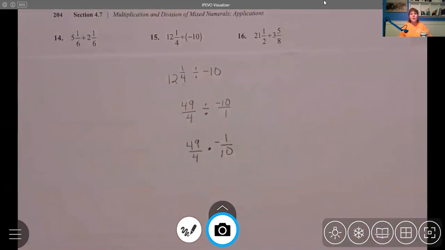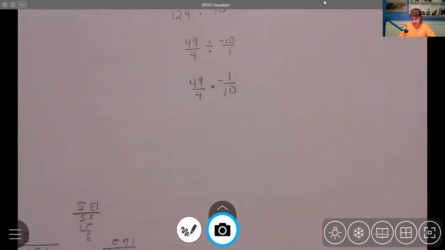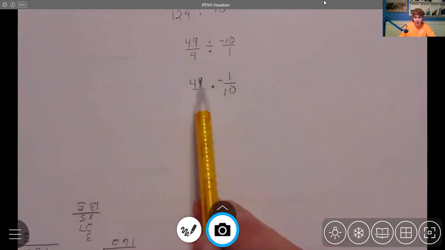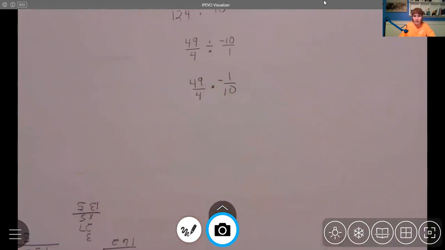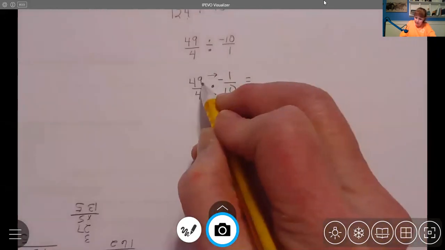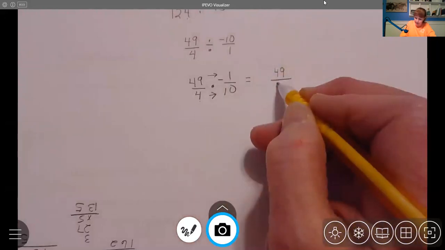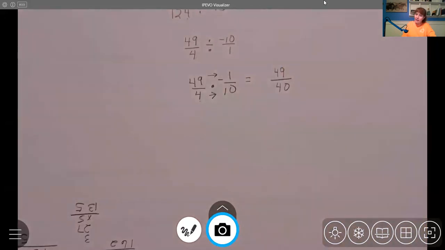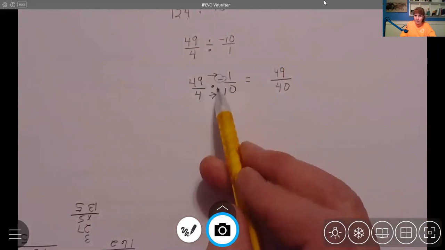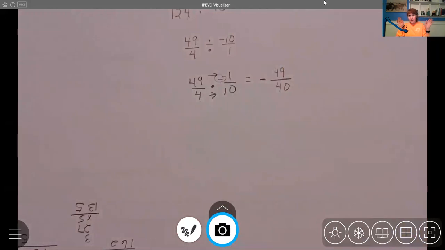Now you're ready to reduce. You cannot reduce until you get to this step. Nothing reduces. 7 goes into here, but 7 won't go into either of those 2 numbers. So because of that, we're going to multiply straight across. 49 times 1 is 49. 4 times 10 is 40. And I do have that negative, because I have 1 negative and 1 is odd, so the negative stays. Whereas if you have 2 negatives, they're gone. You can just ignore them.